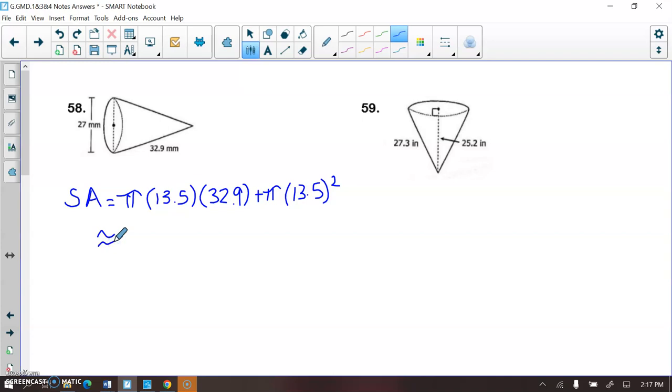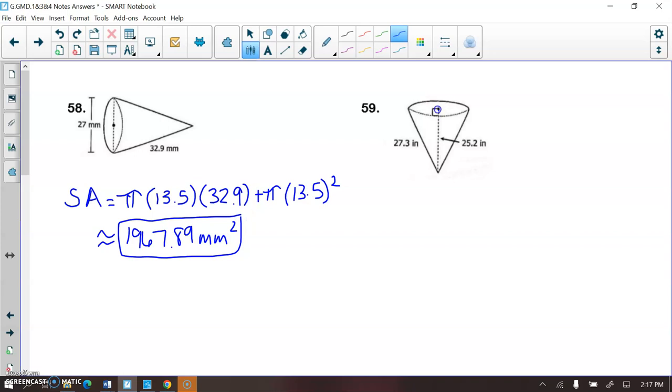So 13.5 times a 32.9 times a pi plus a 13.5 squared times a pi comes out to be approximately 1,967.89 millimeters squared. All right, surface area for my next cone.